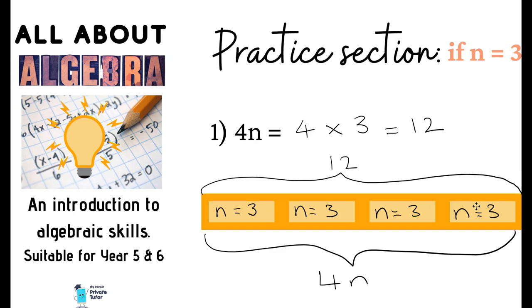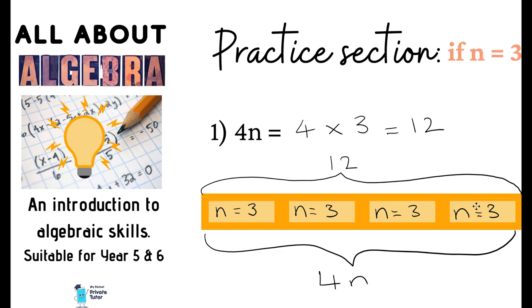Pause the screen if you need a minute to let that sink in and make sure you fully understand that. 4n means 4 times n, and we know what n is, so we can swap it. 4n is the same as 4 times 3, which is 12. And I've also shown it using bars. You can actually use objects as well. If you have an object and you can repeat that object 4 times. So if you've got a coin or a counter or a Lego brick, it must be the same. If you've got 4 of those and each of those was worth 3, what would you have if you had 4 of them all together? And 4 lots of 3 is 12.